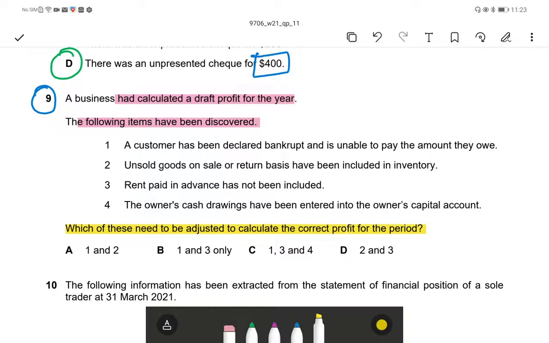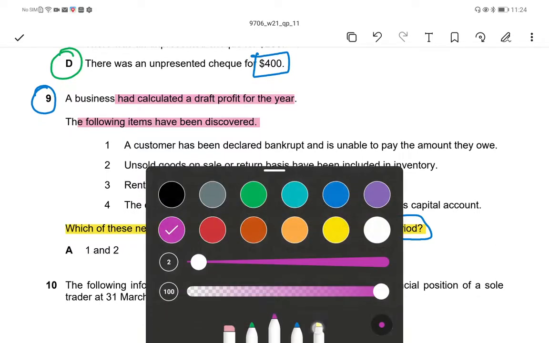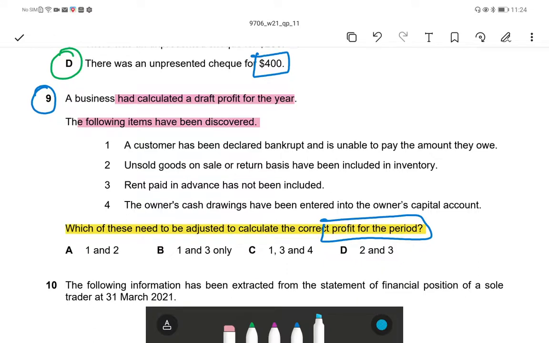To adjust the correct profit for the period, we only take the items which affect the income statement. Items that affect only the balance sheet, we need not take. Items not affecting the income statement, we also need not take. So let's see. The first one: a customer has been declared bankrupt and is unable to pay the amount. Bad debt. Where do we enter the bad debt? Bad debt we enter in the income statement and balance sheet, so it will affect the draft profit.